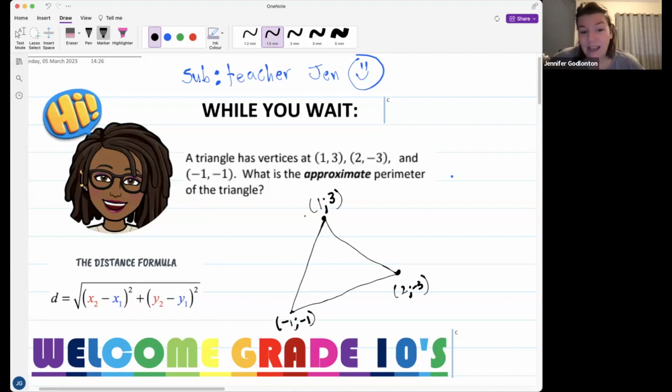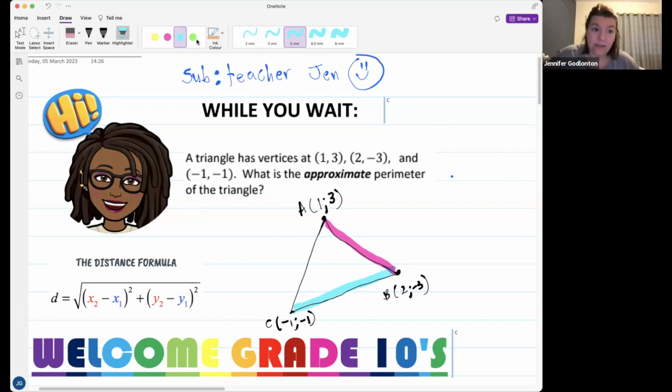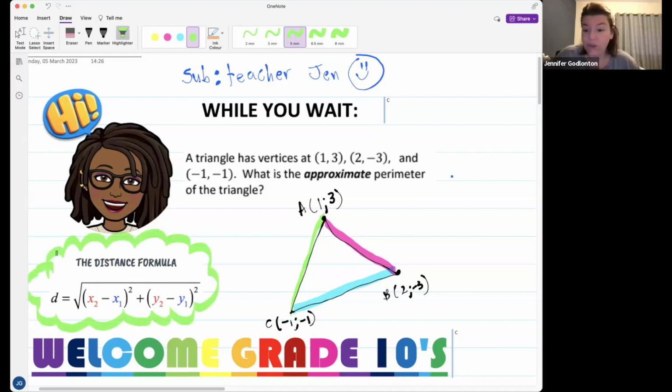Maybe you could even say A, B, and C if you want to, so that you've got an idea of what you're dealing with. But we're trying to get the perimeter of this triangle, which means we need the distance of each side of our triangle. And your distance formula is over here. So using that and this picture, see how you go, and let me know if you have any questions.